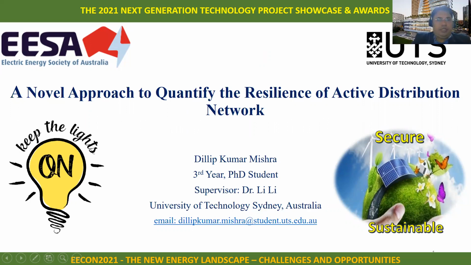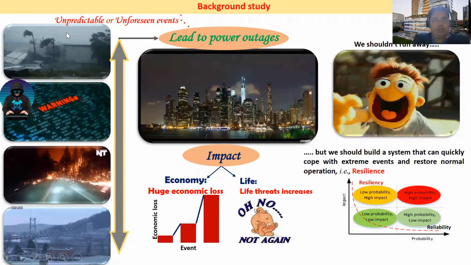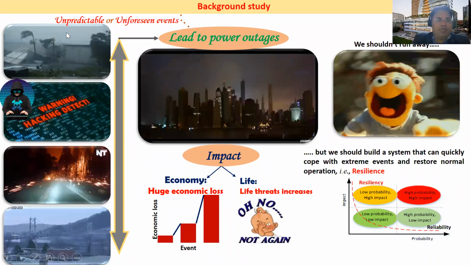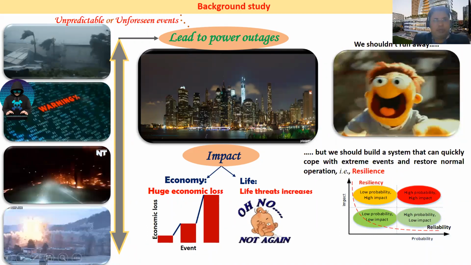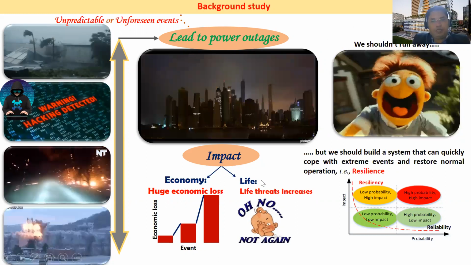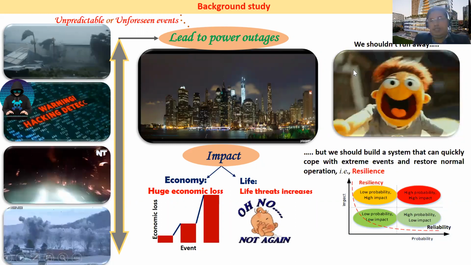Coming to my introduction slide, as I am working on the resilience domain, the term resilience comes into the picture when there is an unpredictable and unforeseen event like bushfire, storms, and any extreme event that leads to power outages, which directly impacts the economy as well as life. Huge economic losses occur and life threats increase.